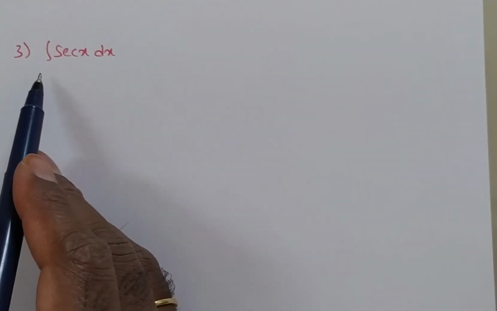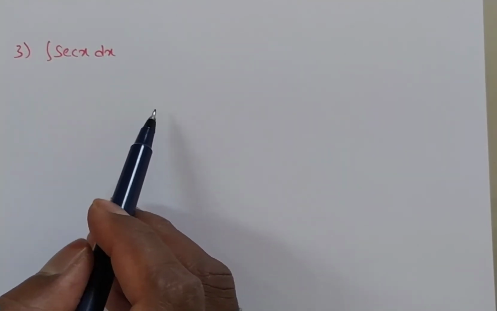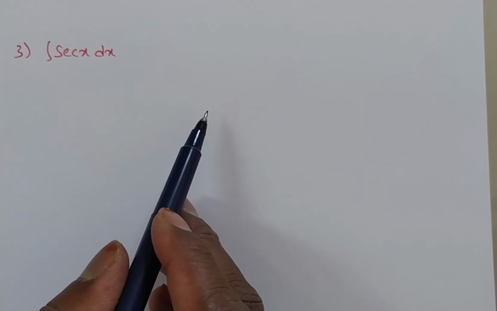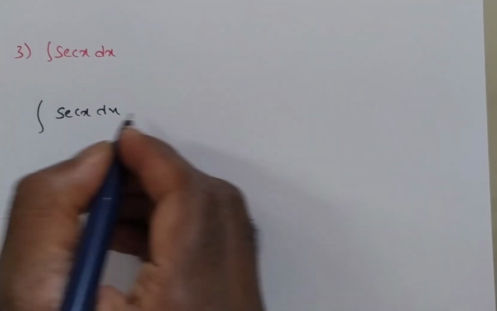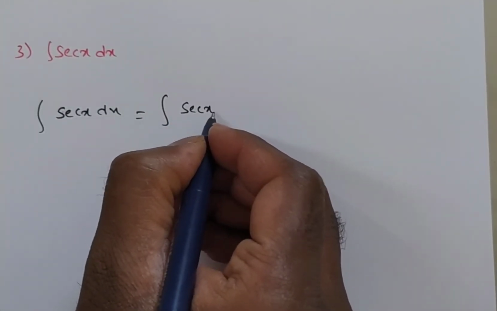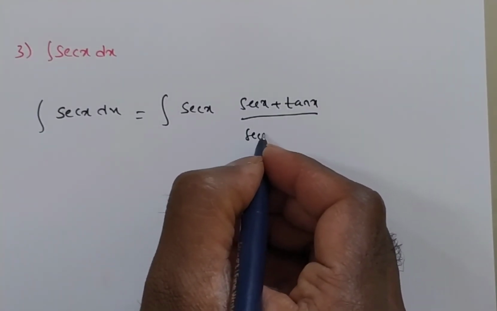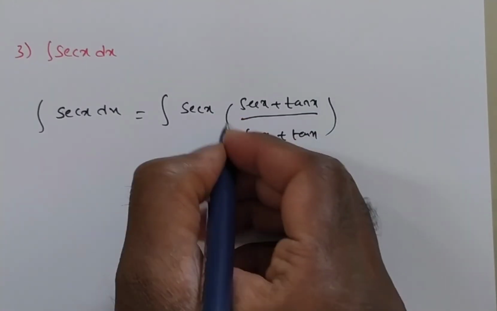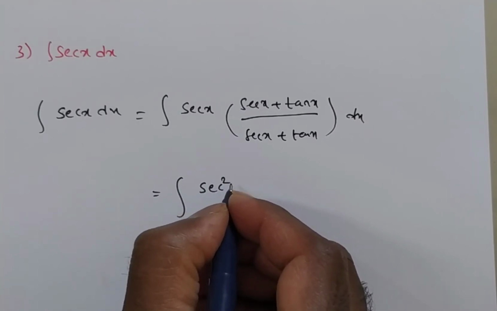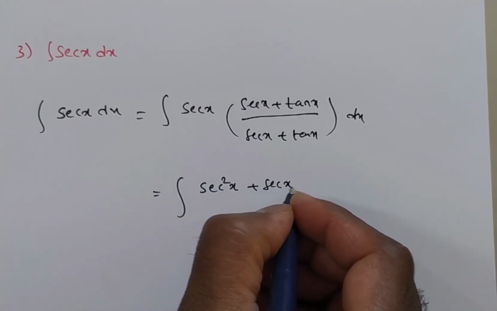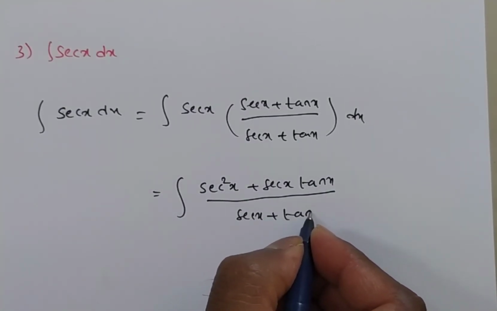Friends, now we are solving the integral of secant x. Generally, secant x we will write as 1 by cos x. But from that 1 by cos x, we cannot get the solution. So what we are doing is, for secant x dx, we are multiplying and dividing with secant x plus tan x. Okay. Now multiply inside, then what will you have? The numerator will be secant x into secant x, which means secant square x, plus secant x into tan x, divided by secant x plus tan x, into dx.